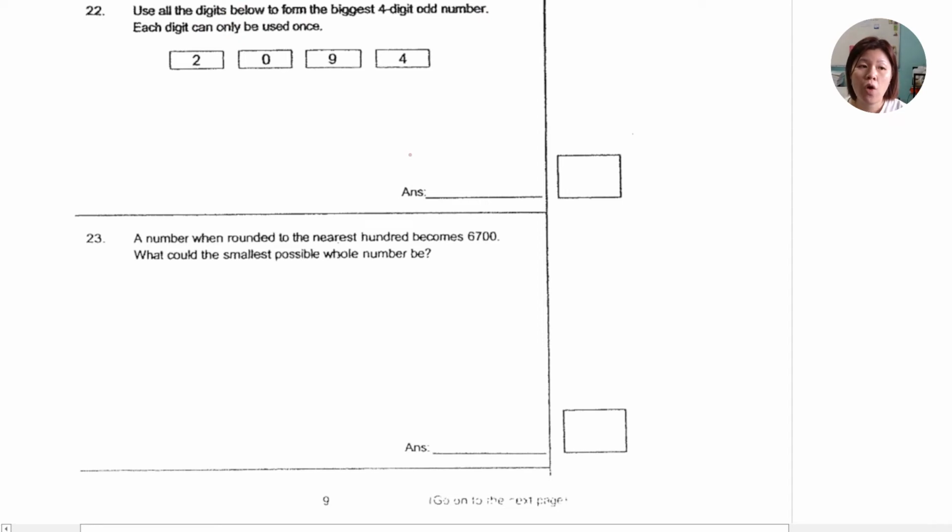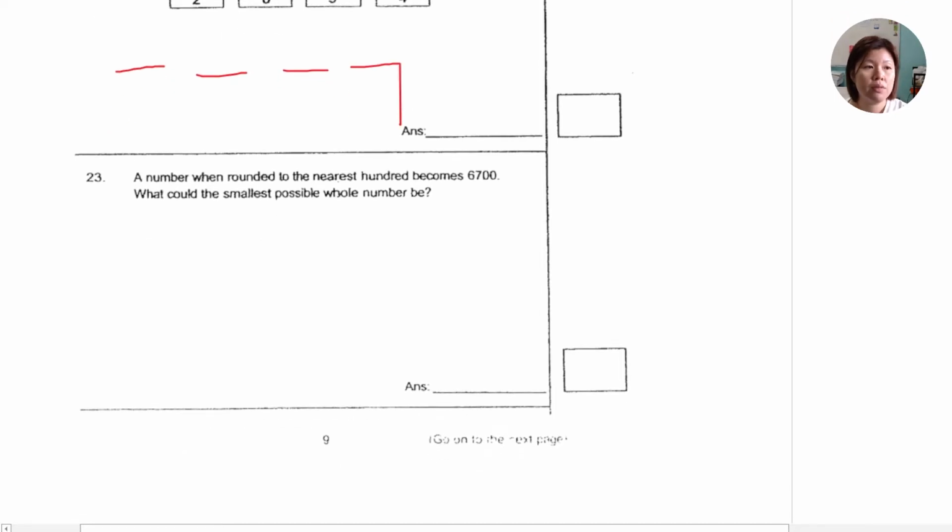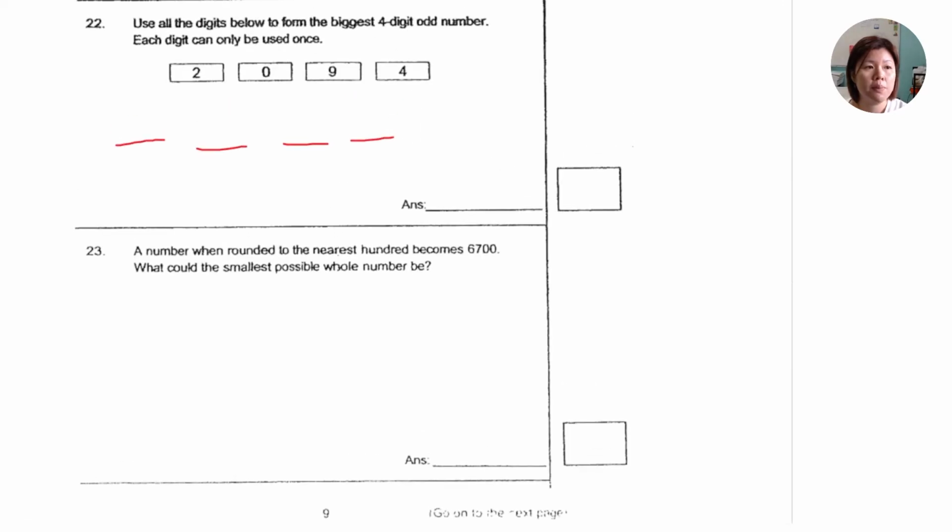Okay, let's move on to the next question. It's asking for biggest 4-digit odd number. Okay, so when they want you to form numbers, you have 4 blanks. I'm sorry, let's erase this number. Okay, they want odd number. Odd number always start from the back.